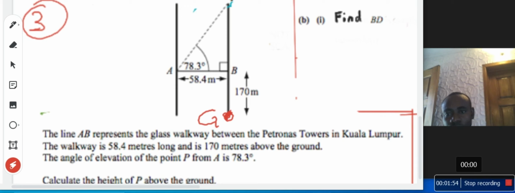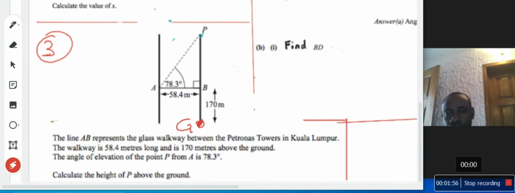Okay. Angle of elevation at the point P from A, so we calculate the heights. We're looking for the height of what? Calculate the height of P from above the ground. Yeah, the height of P from the ground. This is the ground G. That's from here to here.